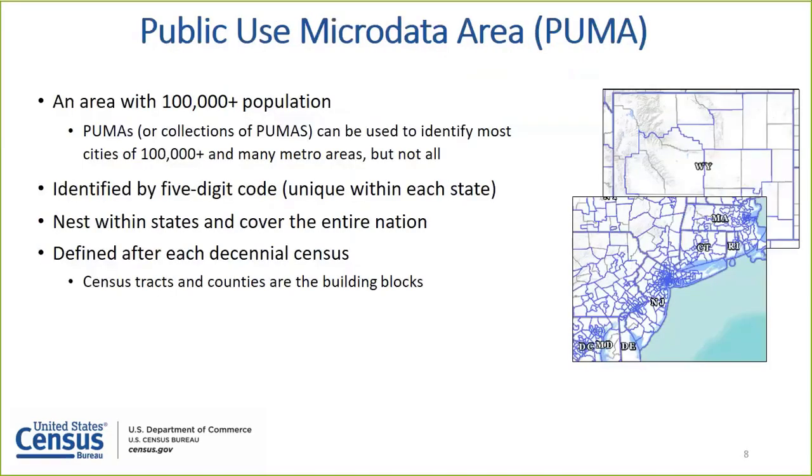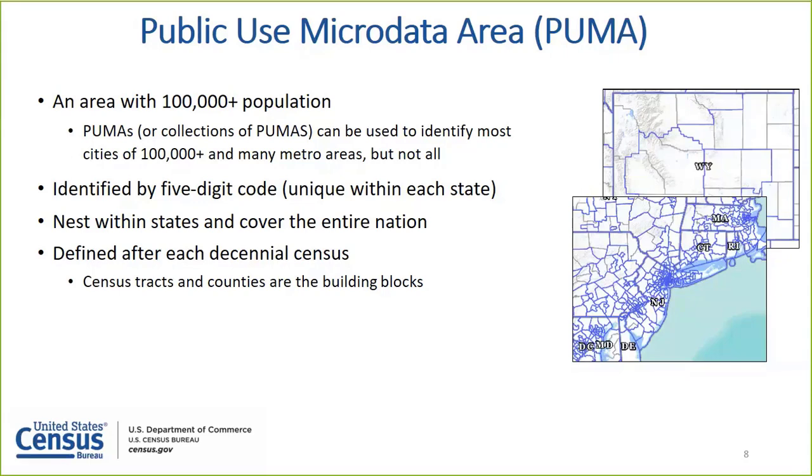Public Use Microdata Areas, or PUMAs as they're called. If you're not familiar with them already, we'll take just a brief moment. They cover the entire country, and they're based on population size. So they're areas with about 100,000 people or more. You can use PUMAs or collections of PUMAs to identify most cities that are 100,000 people or more and many metro areas, but not all. We'll take an example of that here in just a second.